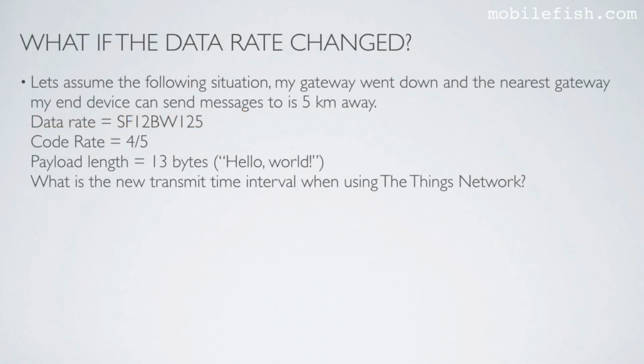So let's assume the following situation. My gateway went down and the nearest gateway my end device can send messages to is 5 kilometers away. So the data rate changes to spreading factor 12, bandwidth is 125 kHz, the code rate and the payload length remain the same. So what is the new transmit time interval when using the Things Network?